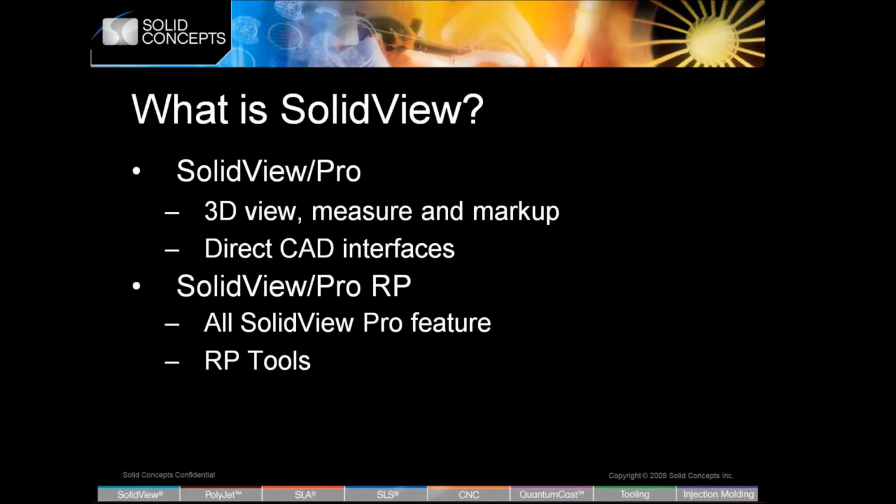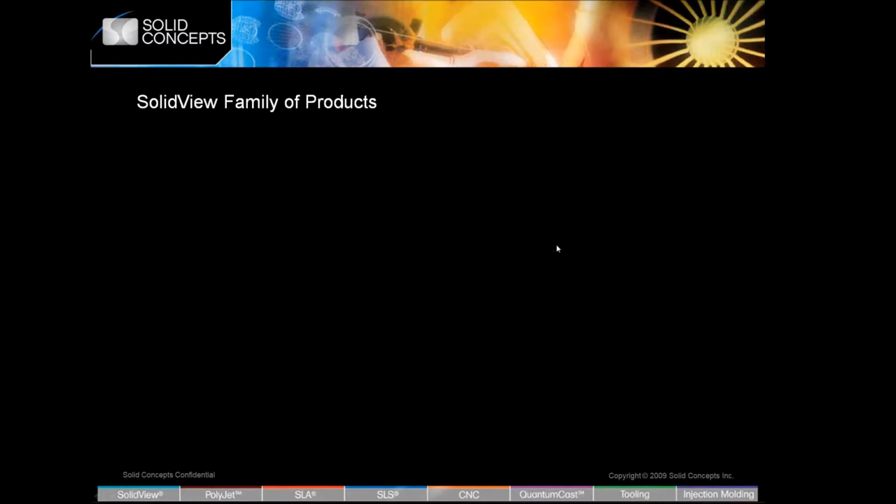And it's really designed to allow people who normally would not use a CAD system, who in the past might have used a 2D drawing, a way to view and measure and interact with the 3D data without needing to learn how to use a CAD system or purchase a CAD system. We have two main products we're going to talk about. SolidView Pro, which is really our flagship product, does the 3D viewing, measuring, and markup, and it has direct CAD interfaces. Then we'll also talk briefly about SolidView Pro RP, which has all the features of SolidView Pro. In addition, it has some specialized rapid prototyping tools.